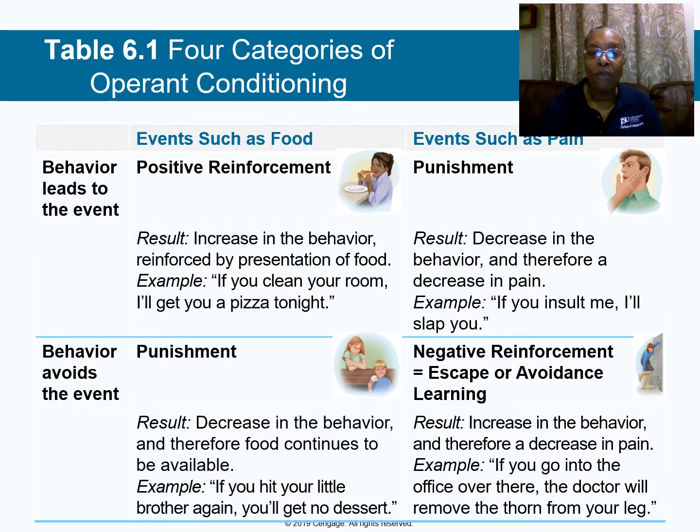Anyway, moving forward, going back and talking about punishment again, remember that punishment will always decrease the probability of a behavior happening. On the slide here, the upper right and lower left items show you these 2 types of punishment. Punishment can either be presenting something like pain or taking away something like food or privileges. That would be punishment.